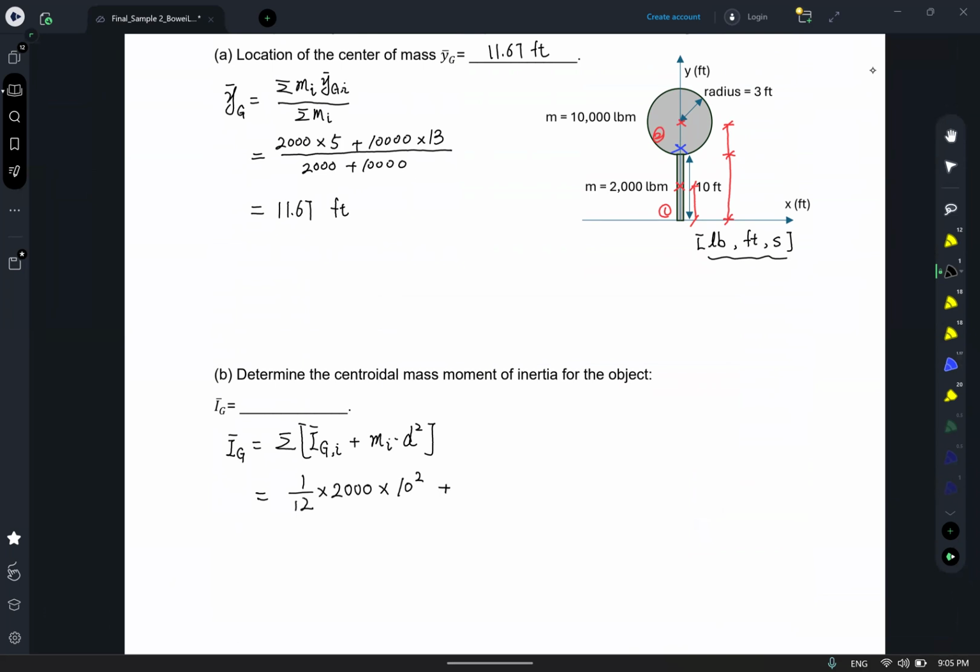Then plus the total mass of part one, 2,000 pound, then times the distance between the center mass of the rod and the center mass of the object. So it is this distance here, and that equals the difference between the y coordinate of the center mass for the rod and the center mass for the composite object, right? So it will be the coordinate of the center mass of the part, minus the coordinate of the entire object, which we already have. It is 11.67, and the square of that.